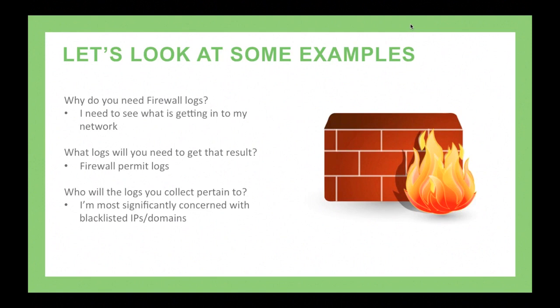And then the third question, who: who does this log data that we're collecting pertain to? A good way to look at firewall data in this case is, I'm interested in the activity that's associated with bad IPs out on the internet, so blacklisted IPs or domains, any kind of communication coming in or out of my network that's associated with a known bad host. That's valuable to me, right? I really want to focus on traffic that I know has a good chance of being problematic. And the firewall can give me really good visibility on that.